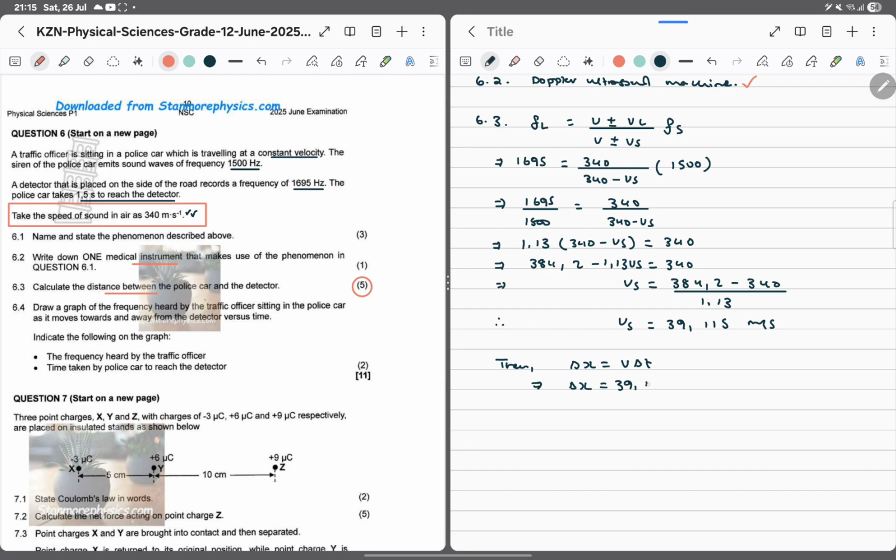We know that this is the case. This is 39,115 times, we're told this is 1,5 seconds. Okay, so times 1,5. This is 58,67 meters.